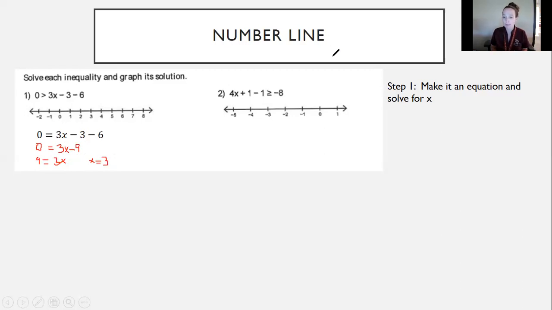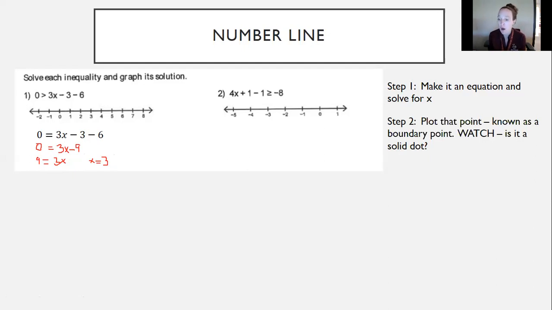So I know that x equals 3 is a boundary point, and that is a really important point. So step 2 is plot that point, okay? Plot the boundary point, and at this point stop. Make sure you know if it's going to be a solid dot or not, and that depends on right here. Because it's greater than and not greater than or equal to, I have an open dot at 3. Notice it's not filled in, it's an open dot at 3.